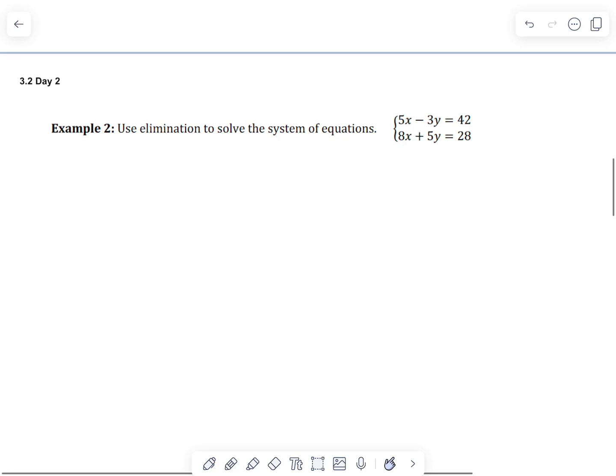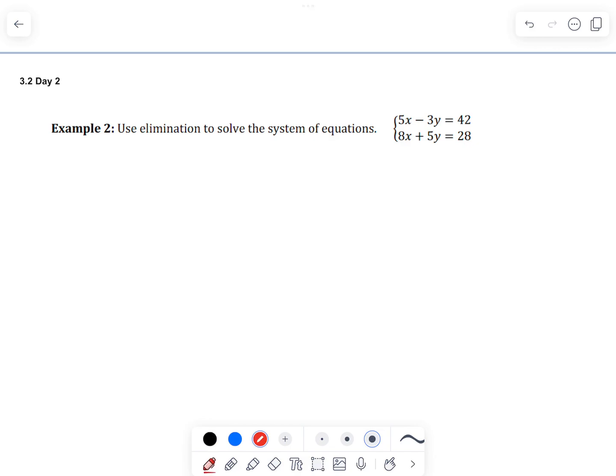Example 2 is a little bit more challenging because if we look at the setup and we try to add the equations together, neither the x nor the y eliminate. So now we need to do some multiplying. We need to adjust one or both of the equations by multiplication.